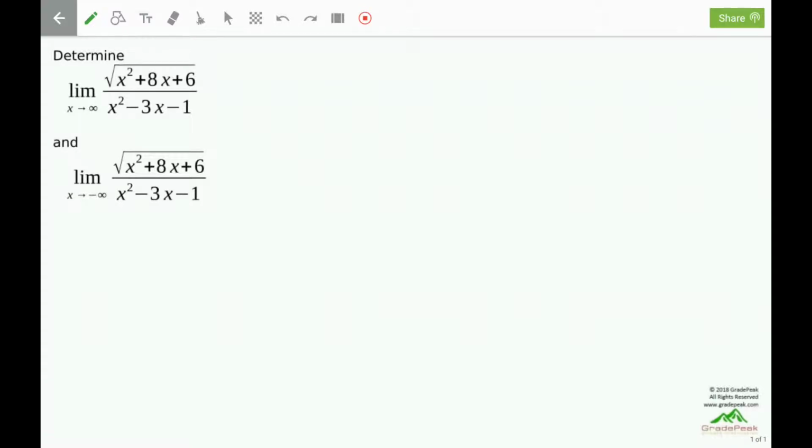Determine the limit as x approaches positive infinity and as x approaches negative infinity of the square root of x squared plus 8x plus 6 divided by x squared minus 3x minus 1. The highest power term in the numerator is the square root of x squared. In the denominator, it is x squared.